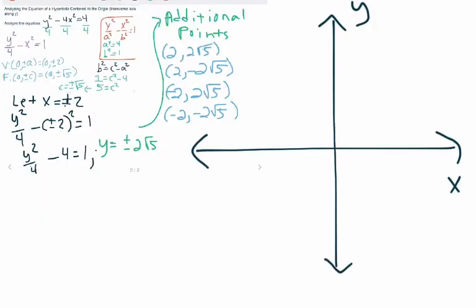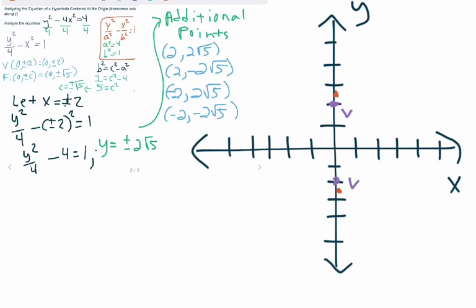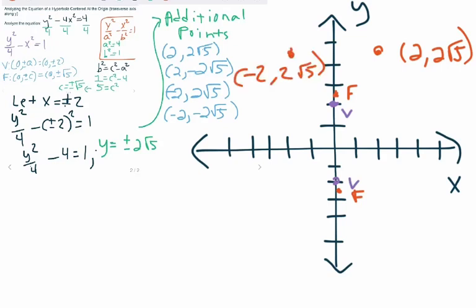Now we are ready to create our graph. First, we'll plot our vertices at 0, 2 and 0, negative 2. Next, we'll plot our foci at 0, plus or minus square root of 5. We'll plot our additional points now. We have 2 square root of 5. Then we have negative 2 square root of 5. This allows us to graph the first branch of our hyperbola.